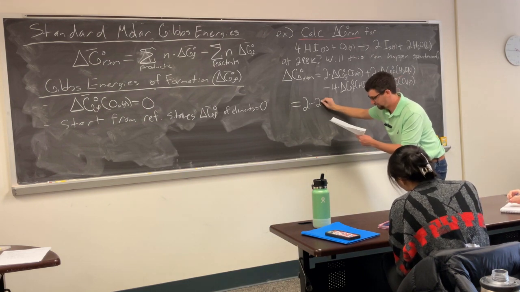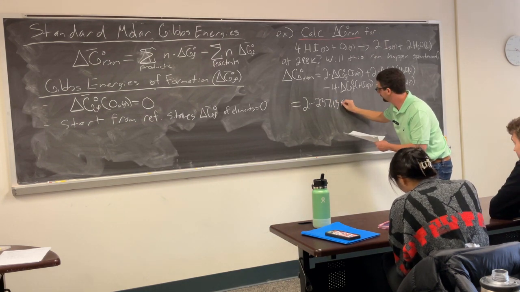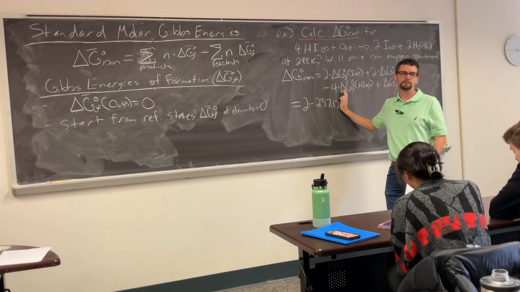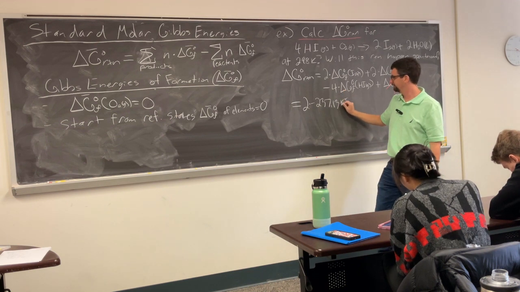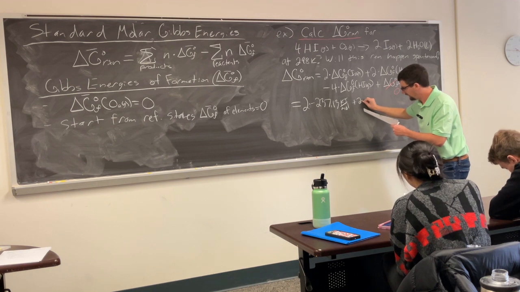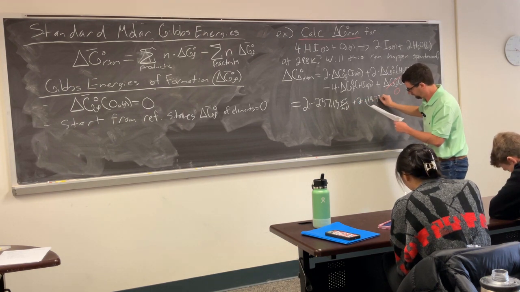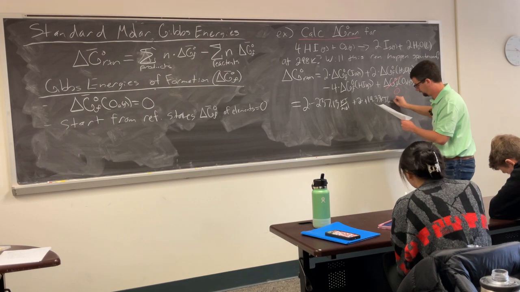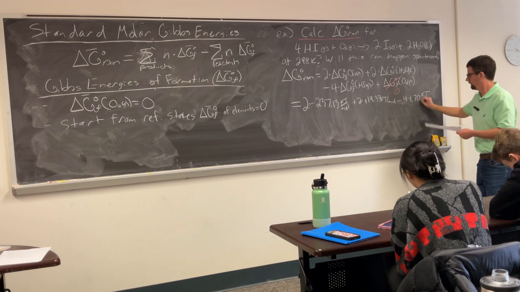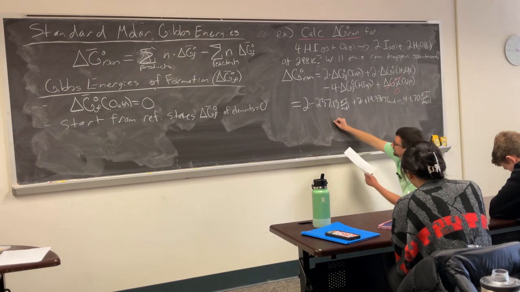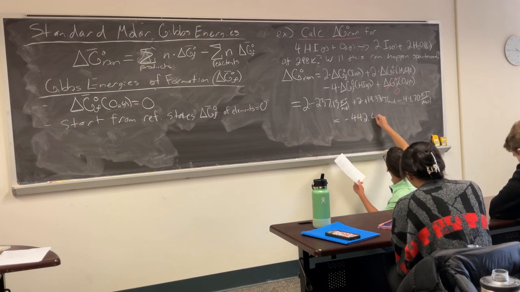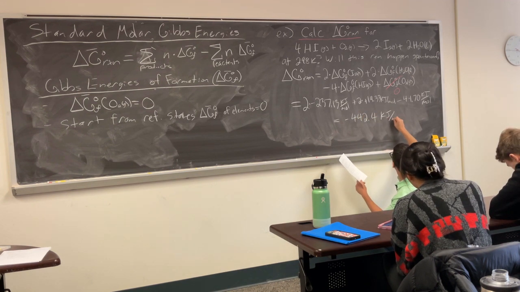Not too bad to find. What units do you think we're going to have here? Yeah, per, yeah. Plus 2 times positive. Ooh, that one's small. When you sum that all up, I get negative 442.4 kilojoules per mole.